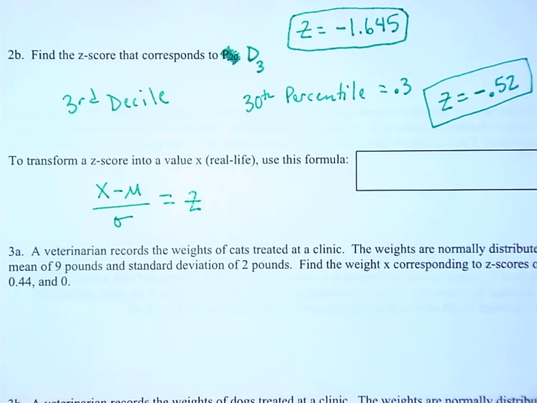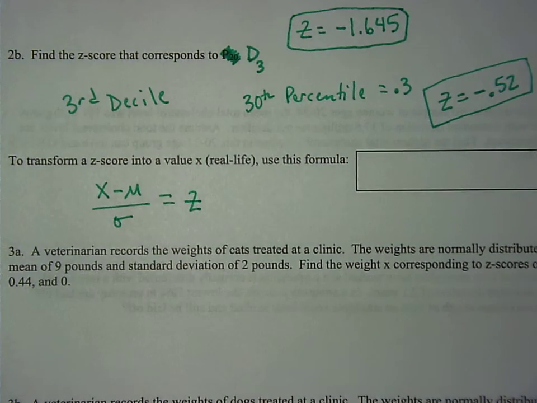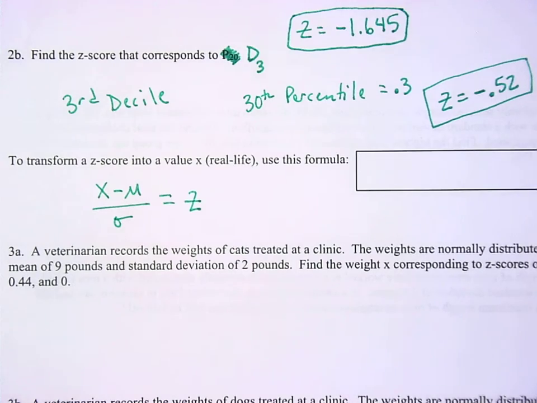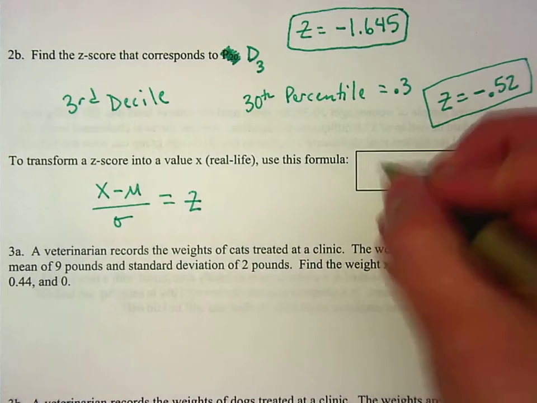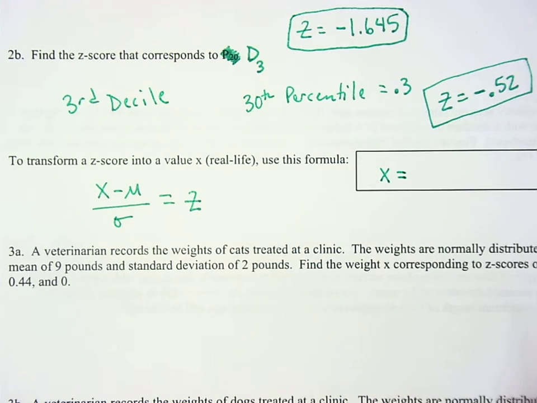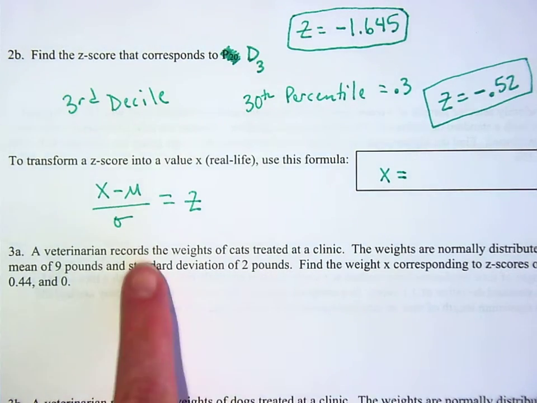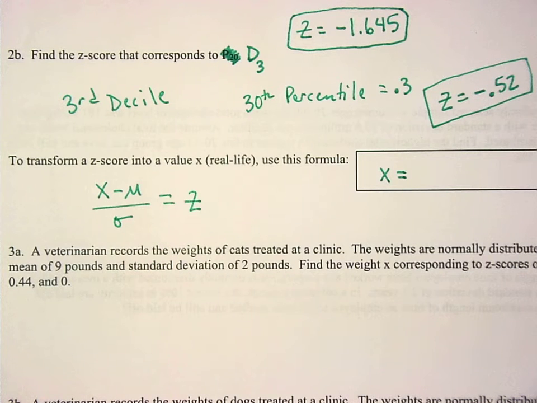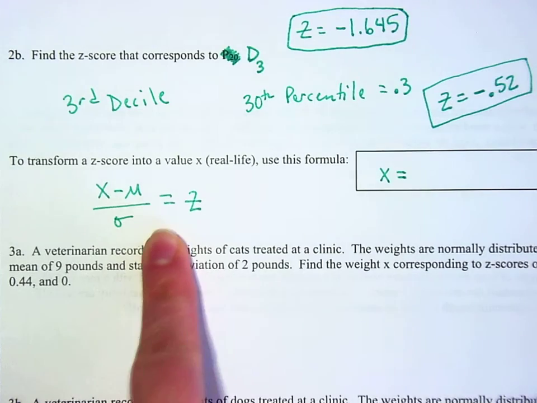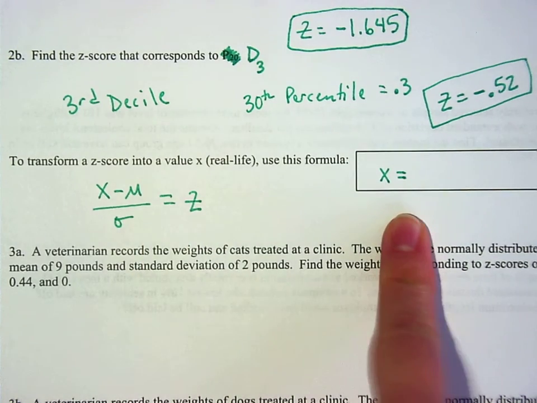We need a formula that would transform a z-score into an x value. So we need it to equal x. We need it to look like this: x equals. And this is what we know. We know that x minus mu over sigma equals z. So I need somebody who's willing to transform this into this.